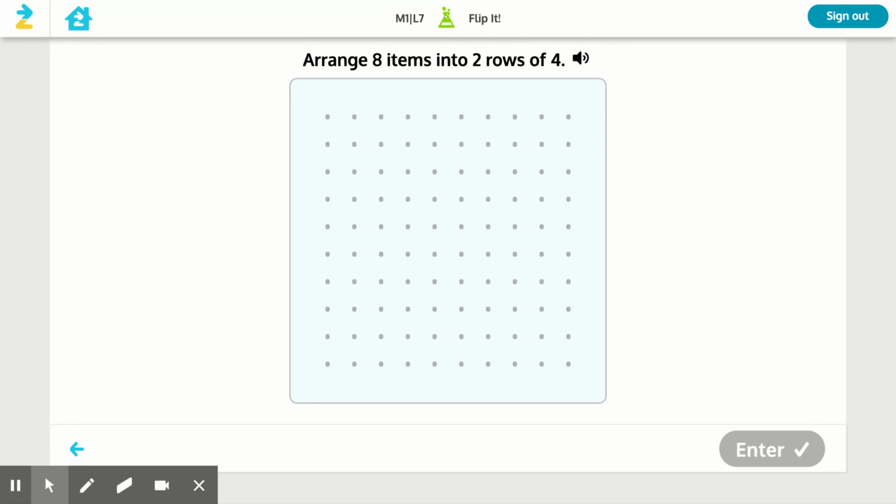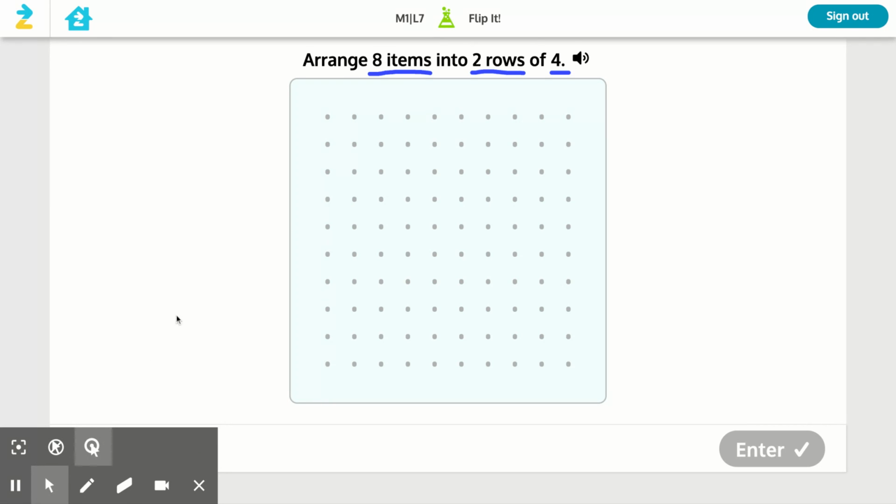Now, because we are not able to just do that at the same time virtually using this particular platform, I am going to create our first array. And so pay very close attention so that we can make sure that you understand how to make this array if you had to do it on your own. So our problem tells us that we have 8 total items in our array and that they need to be arranged in 2 rows with 4 items in each row.